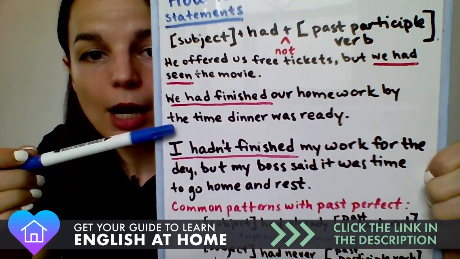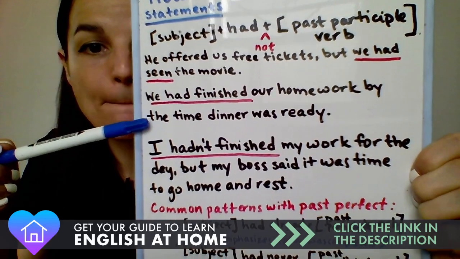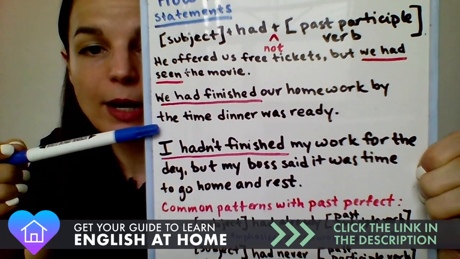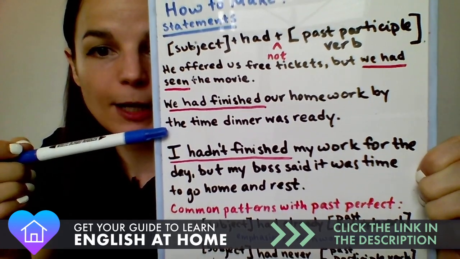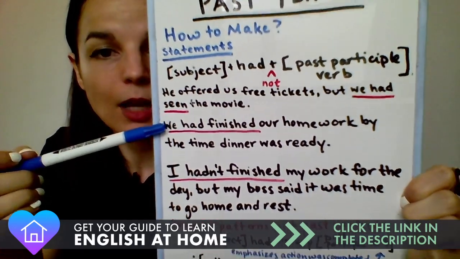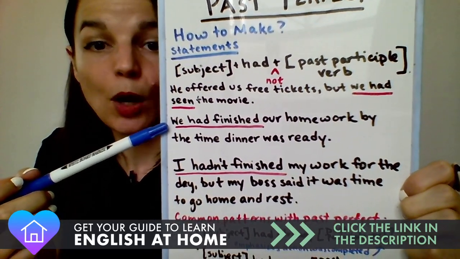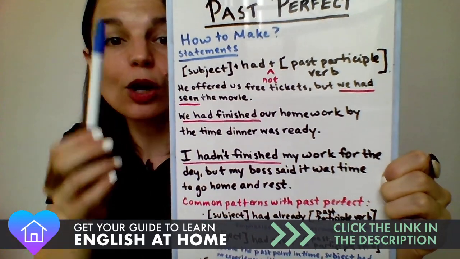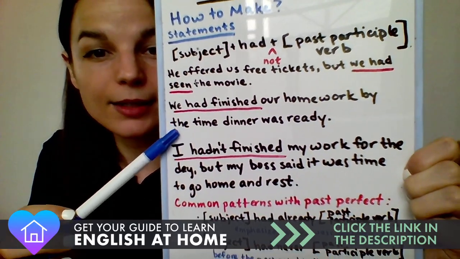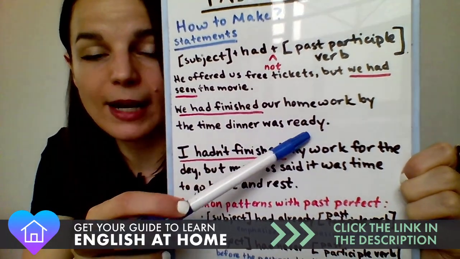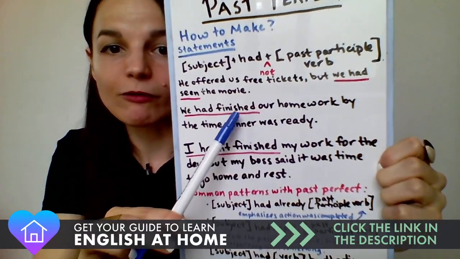Okay, onward. This one. We had finished our homework by the time dinner was ready. So in this case, my past perfect part of the sentence comes first. It comes at the beginning. We had finished our homework. So that's the earlier of the two activities. By the time dinner was ready. So that means dinner became ready after we finished our homework.